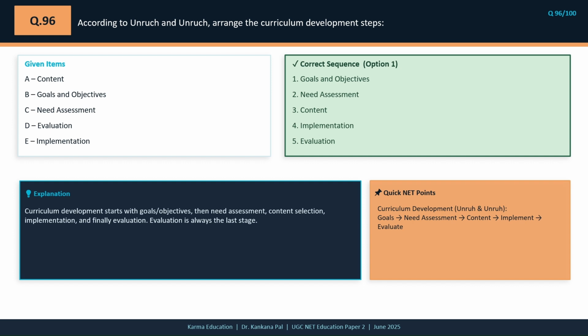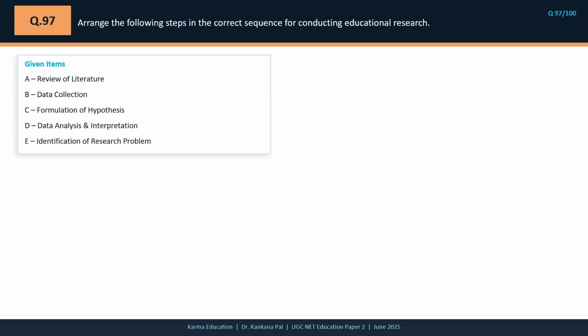Now, moving on to question number 97. Question number 97. Arrange the following steps in educational research. A. Review of literature. B. Data collection. C. Formulation of hypothesis. D. Data analysis and interpretation. E. Identification of research problem.